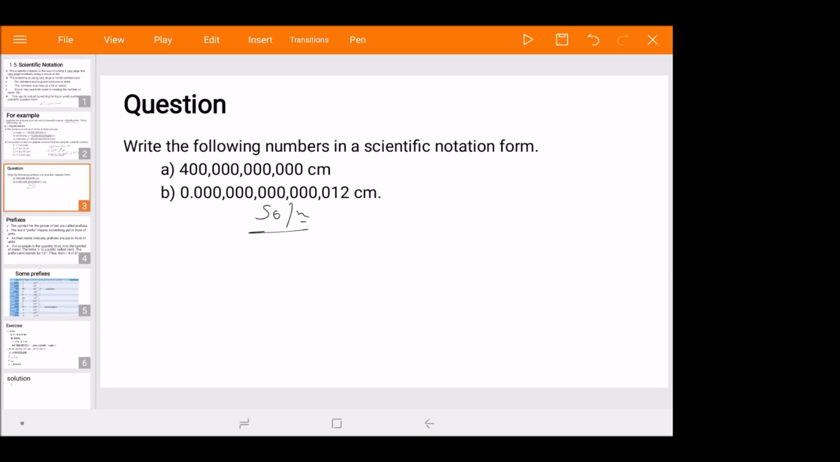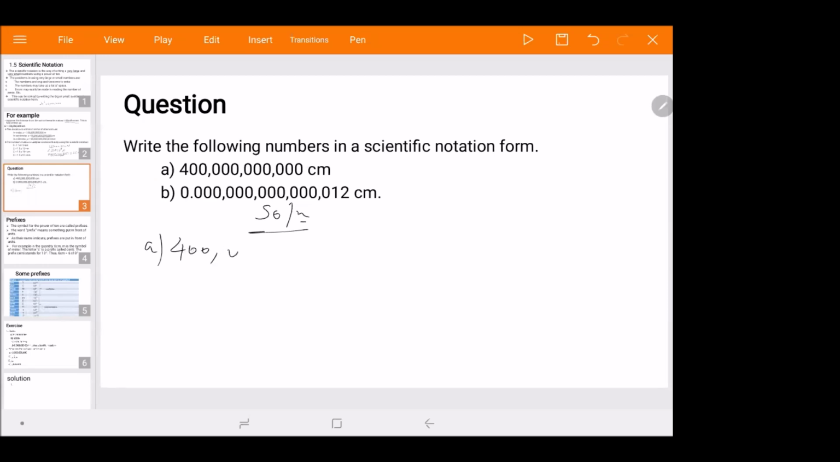Have you seen? 400 million, that is 4 times 10 to the power of 11. It can be. Let us see.